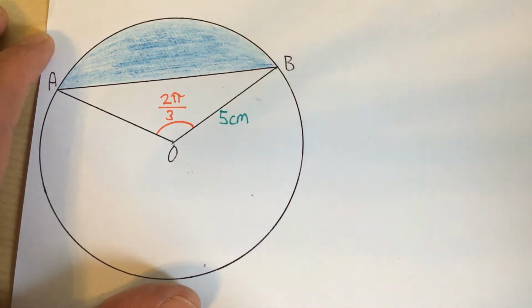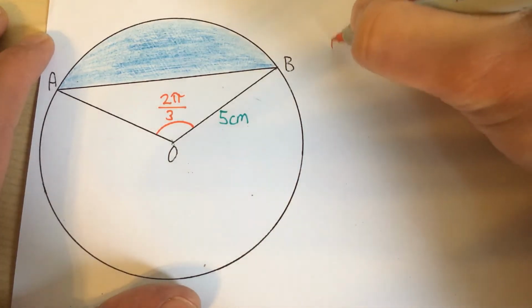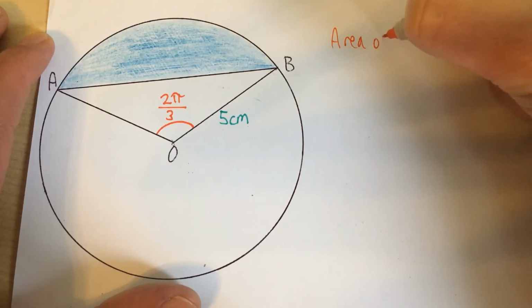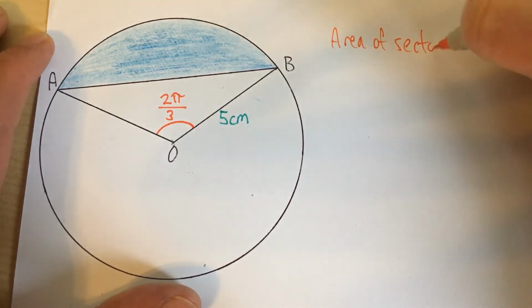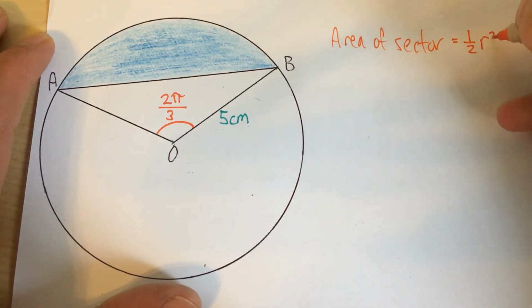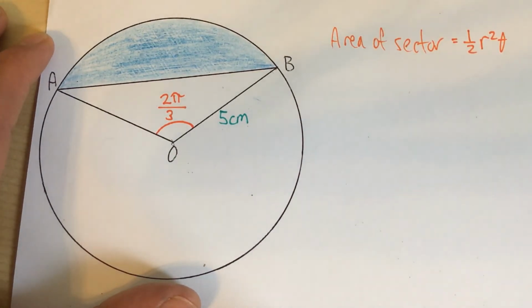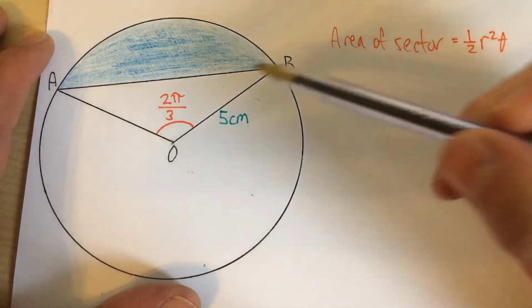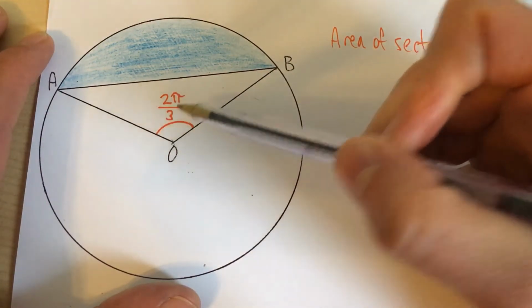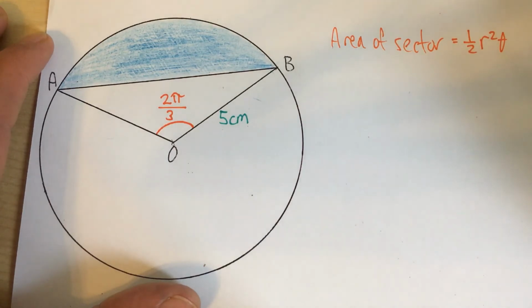The area of the sector, as long as we're in radians, let's write this down, area of the sector equals a half r squared theta, where theta is in radians. You've got to be in radians for this question. But we know we're in radians because the angle's given as 2 pi by 3 as opposed to it being in degrees. How do we work out the area of this triangle?